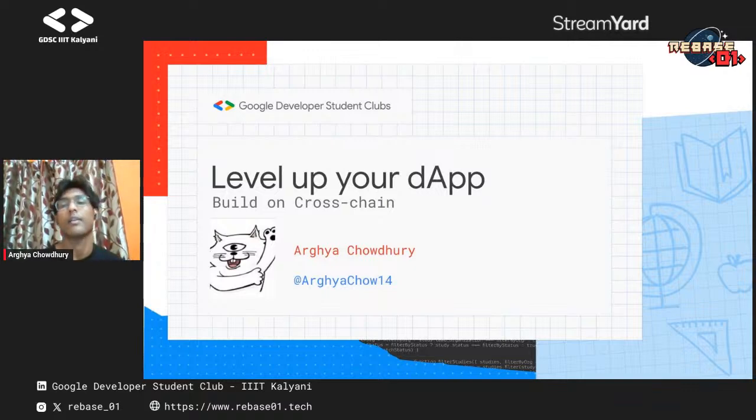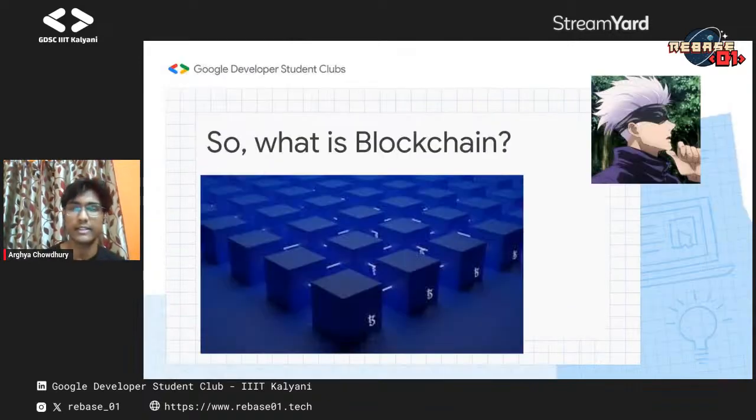So today our session's topic is how you can level up your Dapp and build on cross-chain. So let's start with the basics first. Like say, what is blockchain?